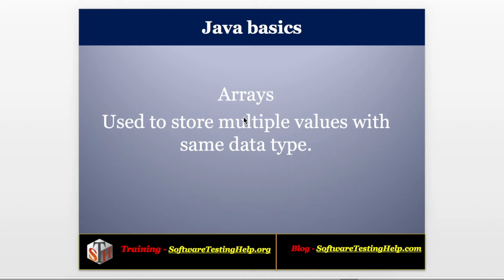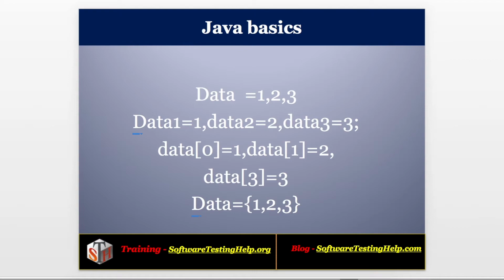Consider if we want to store multiple values in a single variable. For example, data is equal to 1, 2, 3. You have to store 1, 2, 3 in a single variable. In a regular approach, you have to store data1 is equal to 1, data2 is equal to 2, and data3 is equal to 3. But in an array, you can say data of 0 is equal to 1, data of 1 is equal to 2, and data of 2 is equal to 3.